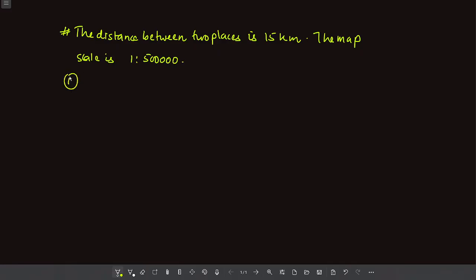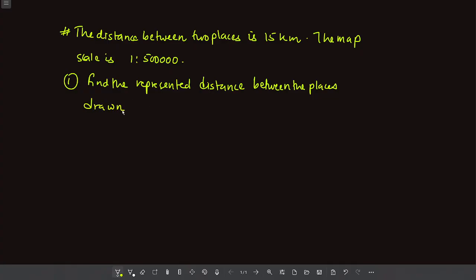The first question says, find the represented distance between the places drawn in the map in centimeter.